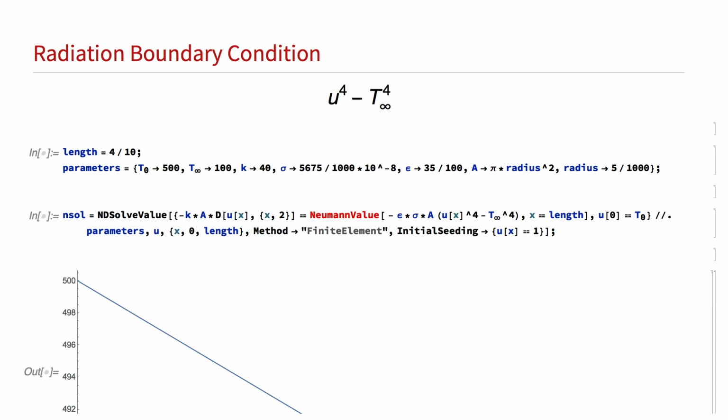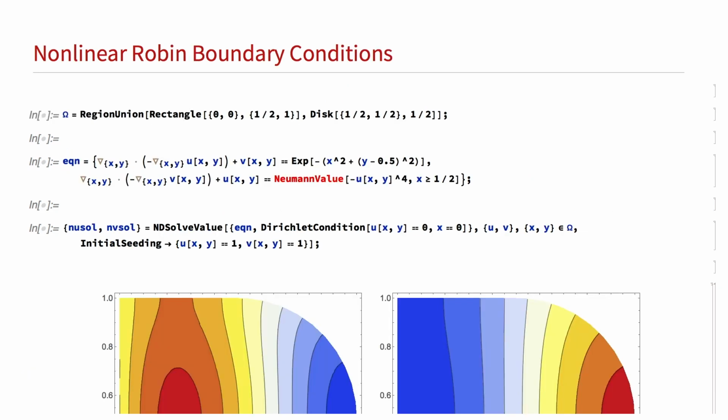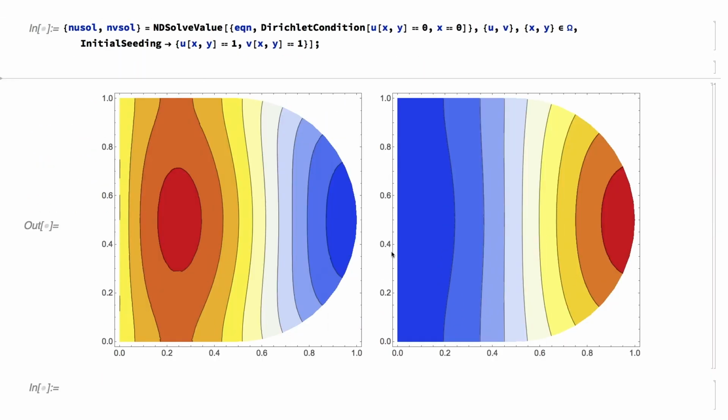That's usually useful for radiation type of boundary conditions. We can have these nonlinear Robin boundary conditions on curved boundaries. So this is a coupled system. And in this coupling of the system, the dependent variable here is u to the power of 4. Yeah, so that's also something you can do. So that's the solution for this specific example.